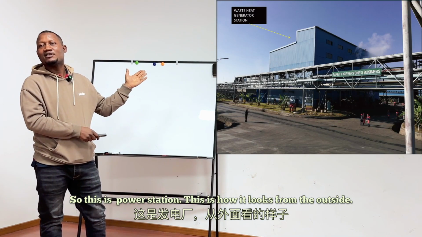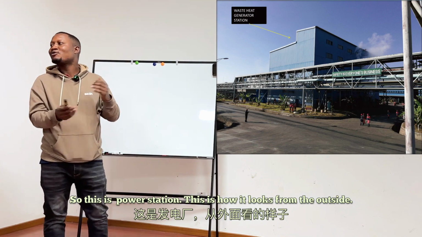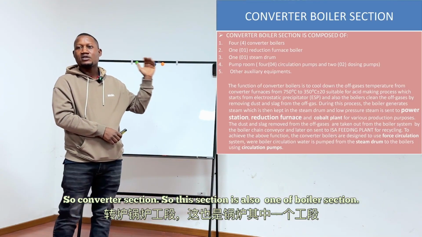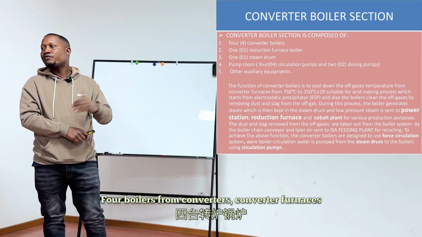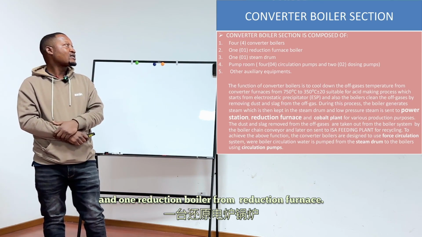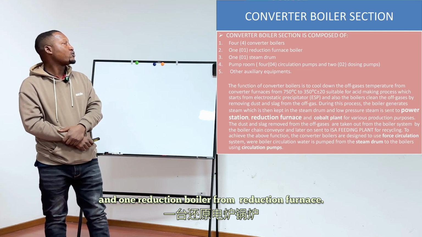So this is the power station. This is how it looks from the outside. Now the converter section. This section is also one of the boiler sections. We have 4 boilers from the converter furnaces, and 1 reduction boiler from the reduction furnace.